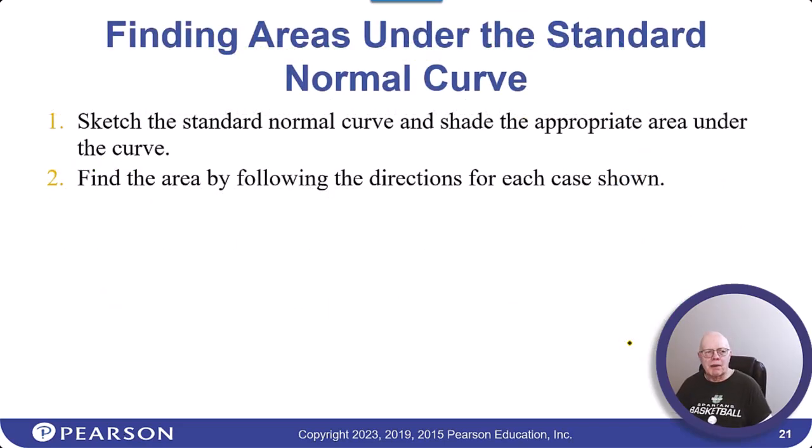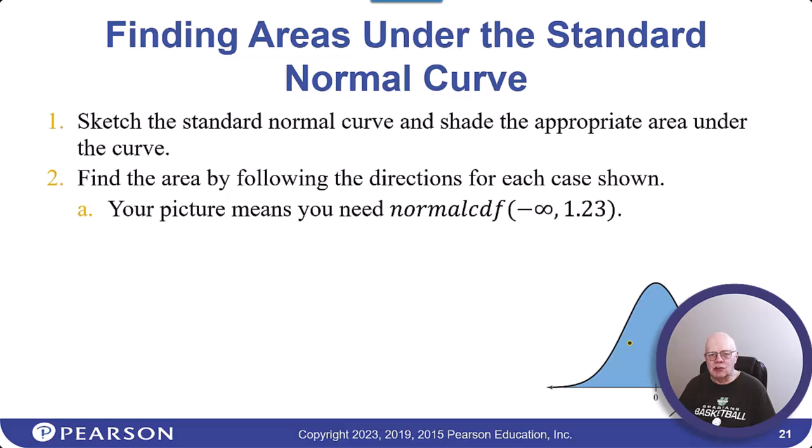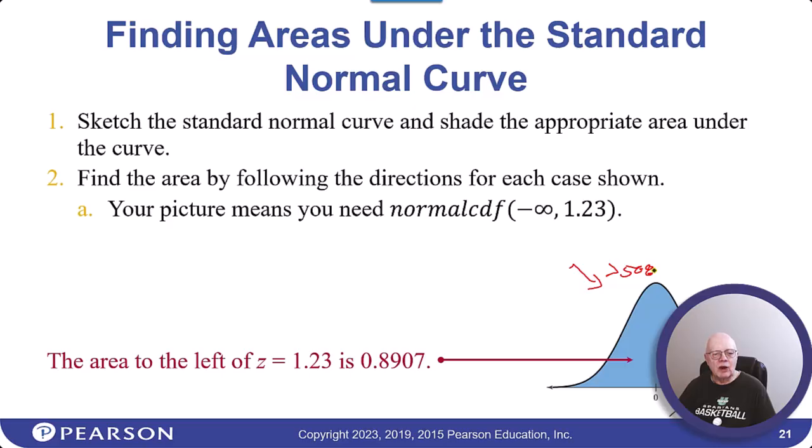Okay, so wrap up. Sketch the normal curve, shade the area that you're looking for. Number 2, find the area by following the directions for each of the cases. Your picture means you need normal CDF, negative infinity, 1.23. And by looking at your picture, you can tell that it's going to be greater than 50%. And the area indeed is 0.8907, pretty much what you expected.